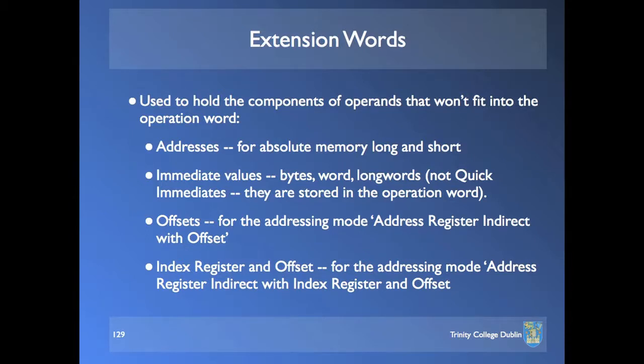Okay. Let's say I want to move a word, and I'm going to use the address register indirect with index register and offset mode. I'm going to say I want it to be 8 past, and then I'm going to specify the address register in this addressing mode, say A3. And now, rather than close the bracket, I'm going to put in an index register.